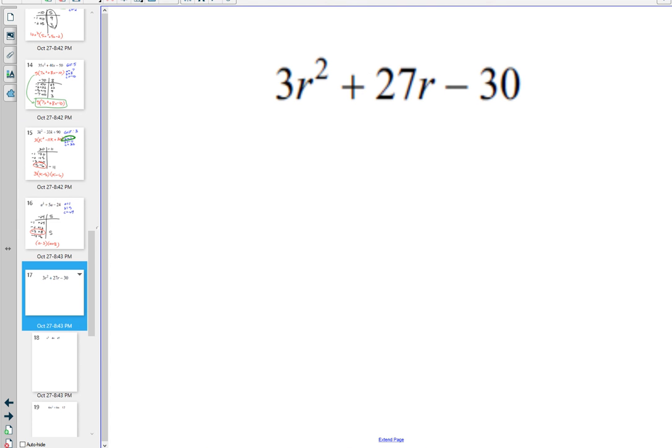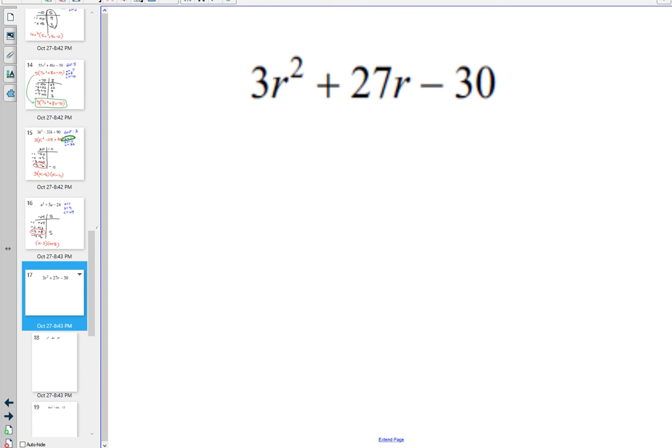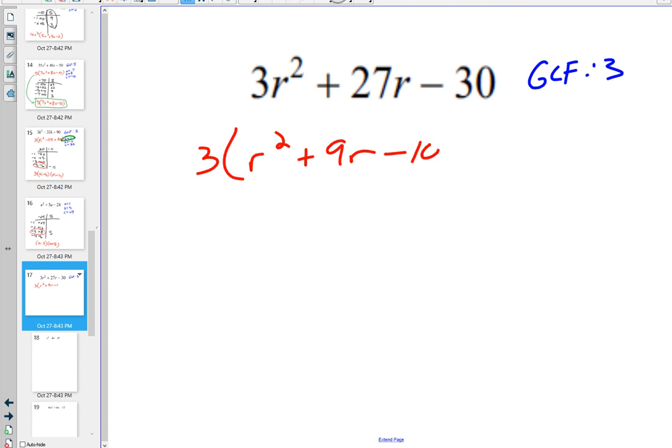Let's make this one the last one here. Real quick, we got 2 minutes before the bell. Is there a GCF here? Let's do it together. 3. 3, yes. These can all be divided by 3. When I bring out the 3, this leaves me r squared plus 9r minus 10.